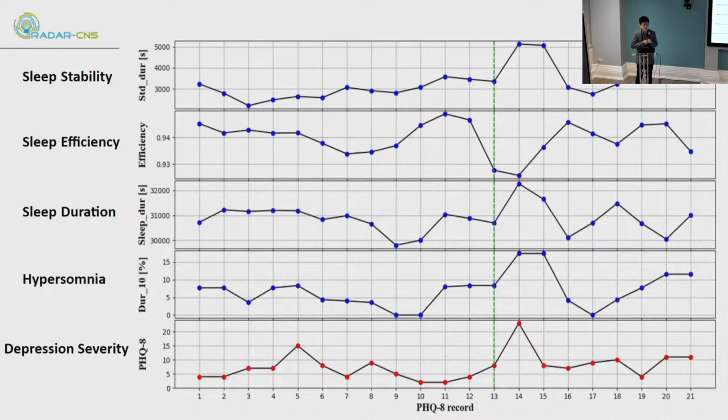And here is an example of a potential depression relapse case. We can notice that this participant has an increasing trend in the PHQ-8 score. We can see that in the 13th and the 14th PHQ-8 score, there is an increasing trend. And we can observe that these sleep features changed obviously at the same time.